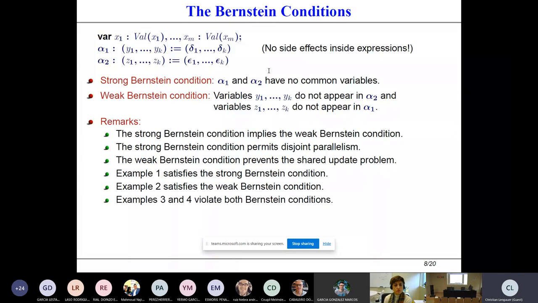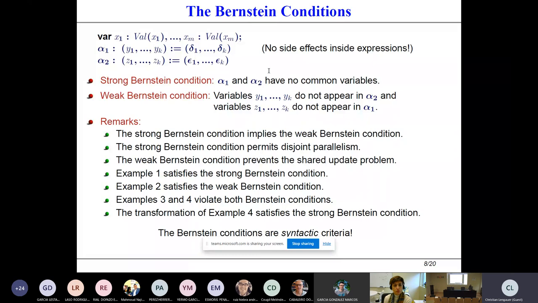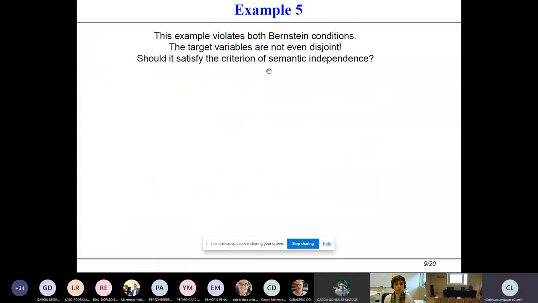Example three, that was x plus one and x plus two, violates both Bernstein conditions. And example four also violates both Bernstein conditions, but we found a coordinate transformation that satisfies the strong Bernstein condition. So now, in order to exploit the potential for independence that is not covered by these syntactic criteria of Bernstein, we need to generalize this coordinate transformation that makes example four succeed, where with Bernstein it fails. And in order to do that, I give you another example that we'll look at more closely and on which I will illustrate how this criterion is formulated.